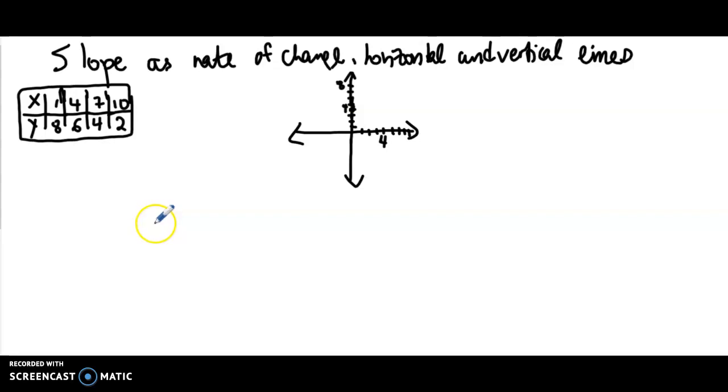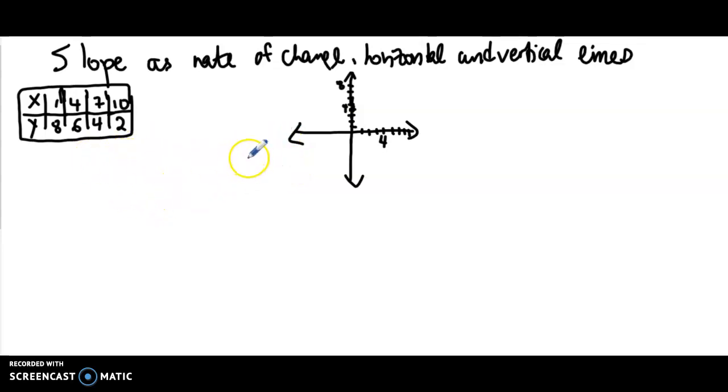So in this video, I wanted to talk to you a little bit about slope as rate of change, and we will talk a little bit about horizontal and vertical lines at the end. So to start with, I have included a table here, and you can clearly see 4 x values and 4 y values, and I made myself a little graph. It's not very professional, but we'll deal with this. So I'm going to start plotting in some of these points.